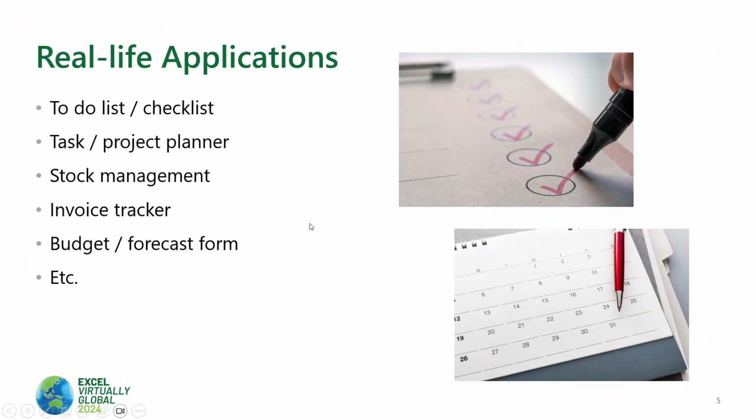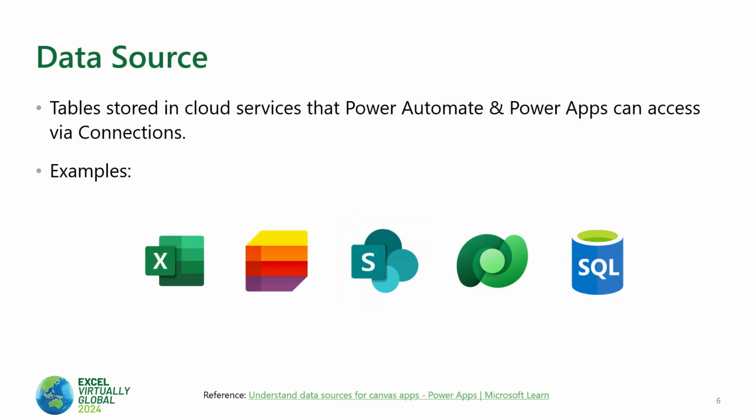Real-life applications, you can use it for your to-do list, checklist, a task, project planner, like in this case, or stock management, invoice trackers, budget forecast form. So for example, you have a forecast financial statement, and if you want to check any forecast number, you can update it directly in the dashboard and see the result on the chart immediately. Sounds cool, right? I will show you how we can build it. Let's come to the demo.